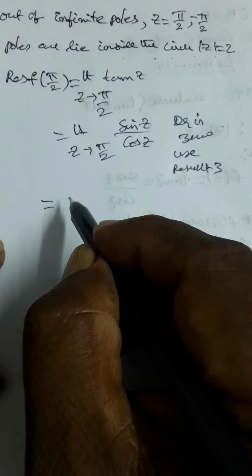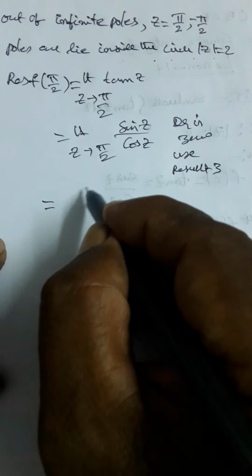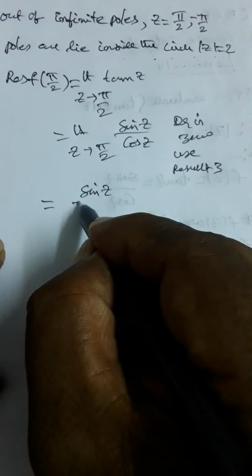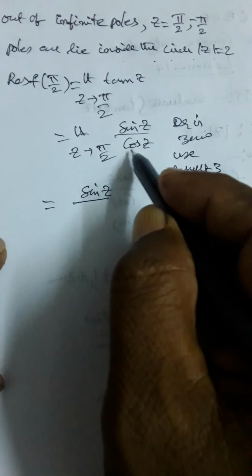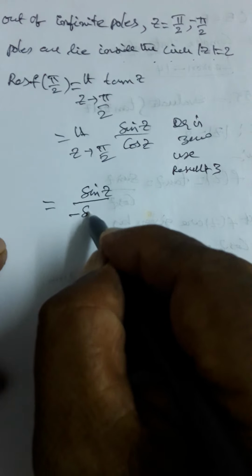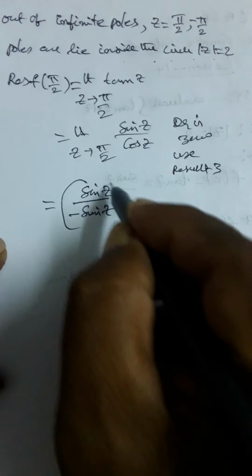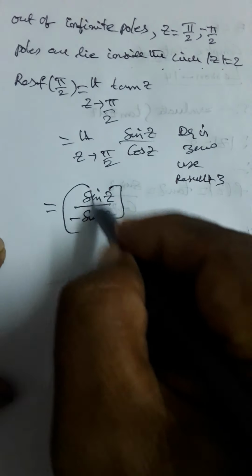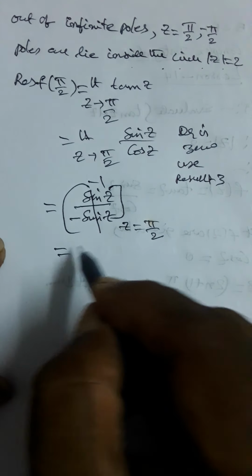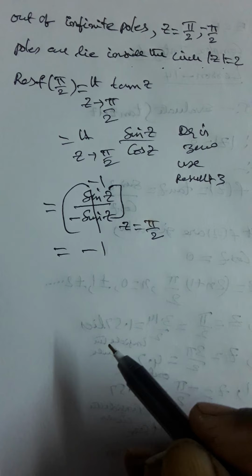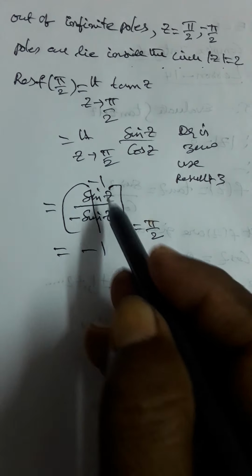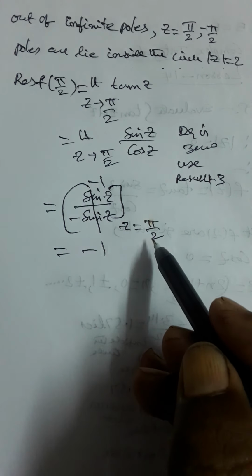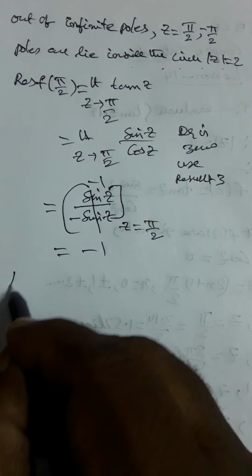What is result 3? You write sin z as it is and take the derivative of the denominator, cos z, which is minus sin z, at z is equal to pi by 2. So we get minus 1 over minus 1... sorry, the z cancels and we get minus 1.